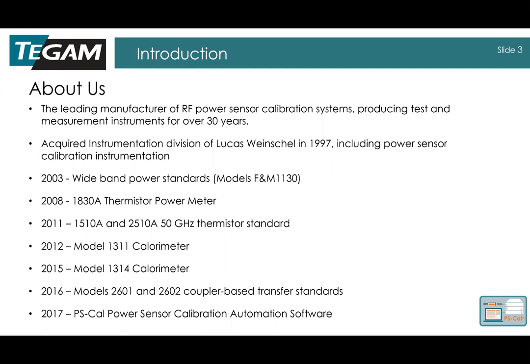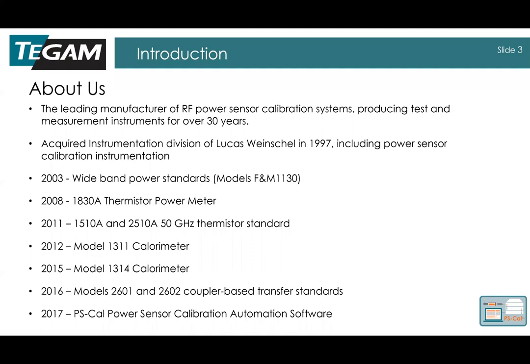So you can see in 2003, wideband power standards, the models F and M1130s. Many of you have worked with those, especially anybody who has prior military experience. In 2008, came out the 1830A thermistor power meter, which is fairly ubiquitous in power sensor calibration, used in a lot of commercial and military laboratories.